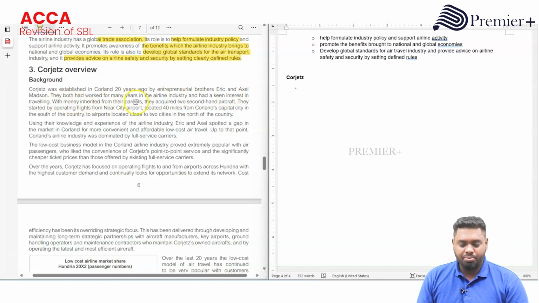With money inherited from their parents, they acquired 2 second-hand aircraft. They started by operating flights from near City Airport, located 40 miles from Poland's capital city in the south of the country, to airports located close to 2 cities in the north of the country.